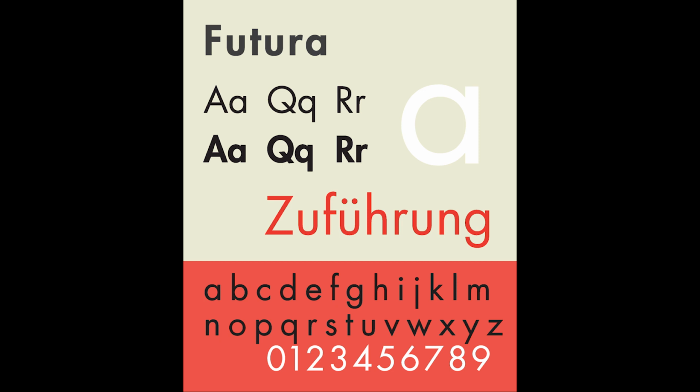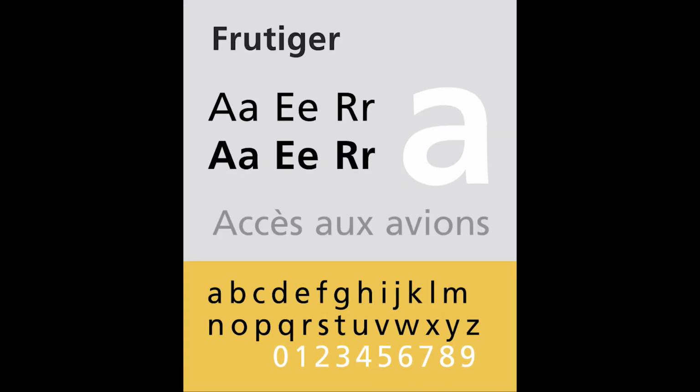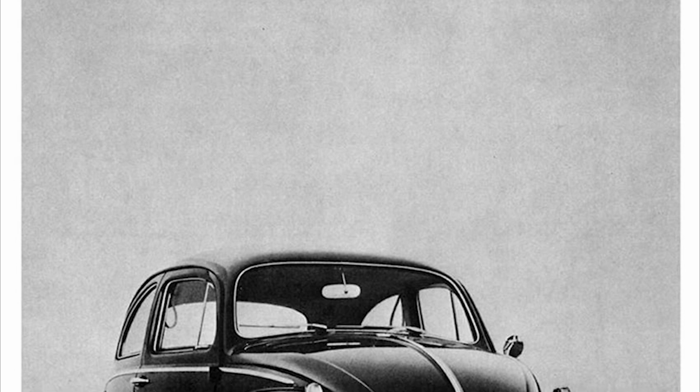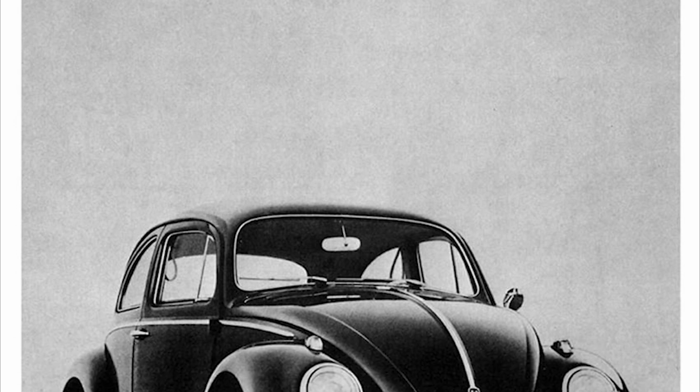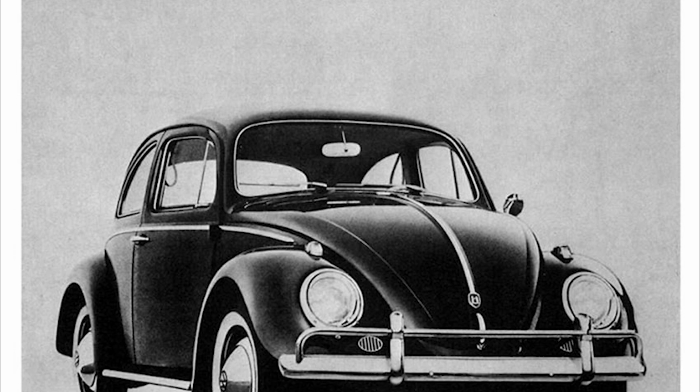A few of the most popular mid-century fonts were Futura, especially at the beginning, Universe, Frutiger, and Helvetica. The bold mid-century sans-serif font style communicated messages clearly, which was a big selling point when it came to advertising.